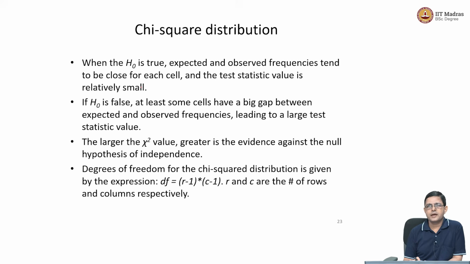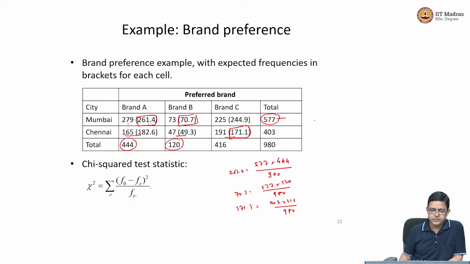However, if the null hypothesis is actually not true, then for at least some of the cells, the gap between the expected frequency and the observed frequency will be quite large, and therefore that will result in a very large value of the test statistic. So, how do I decide whether the null hypothesis is true or not?